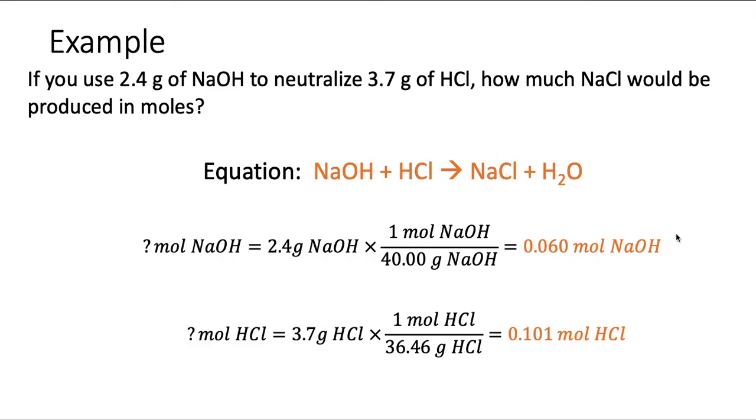Because the moles of NaOH produce less NaCl than the moles of HCl, if all of my NaOH is used up to produce NaCl, then that will run out first. Then I cannot make any more NaCl than I have NaOH, because this will run out. Therefore, my NaOH is the limiting reagent, and this is how much NaCl would be produced in moles: 0.06 moles, because it's a 1-to-1 ratio.